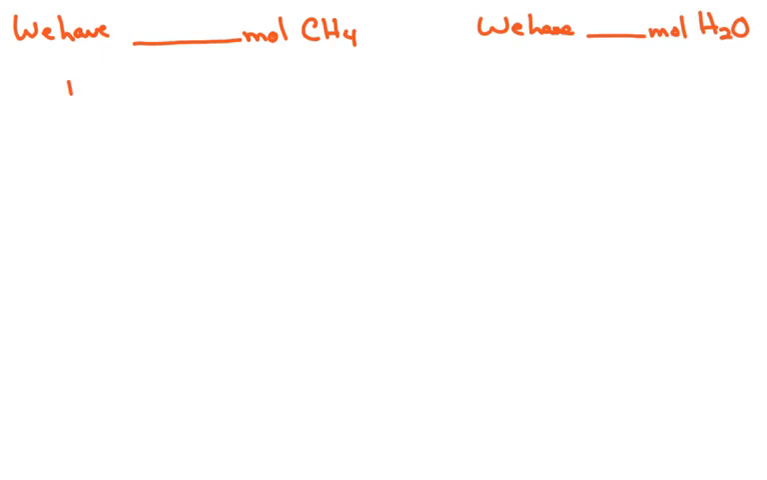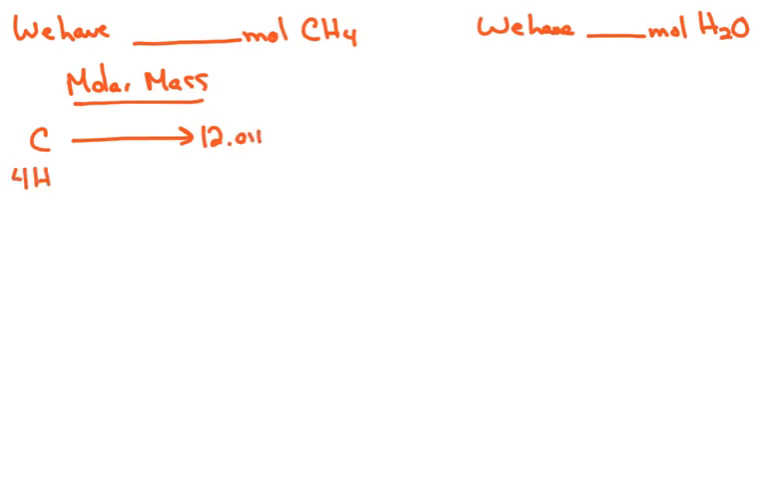So for the methane, we need its molar mass. Methane is made up of a single carbon, which weighs 12.011 grams per mole, and 4 hydrogens, which would be 4 times 1.008, which would total to 4.032. Adding that up gives us a molar mass for CH4 of 16.043 grams per mole.